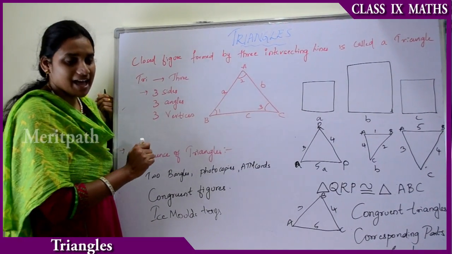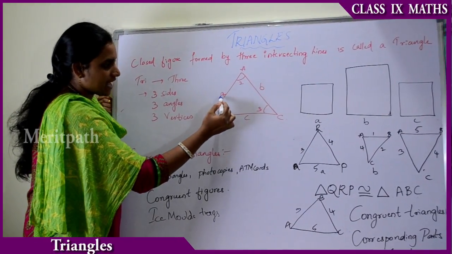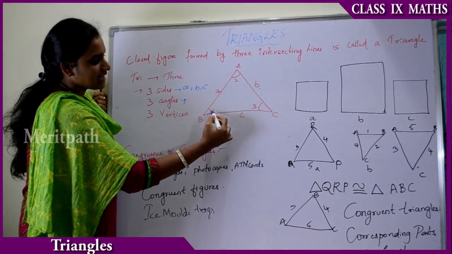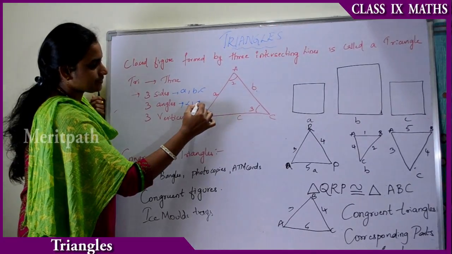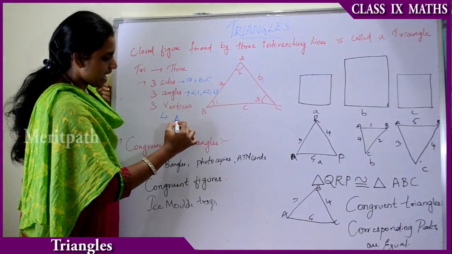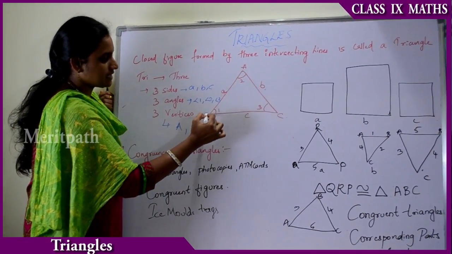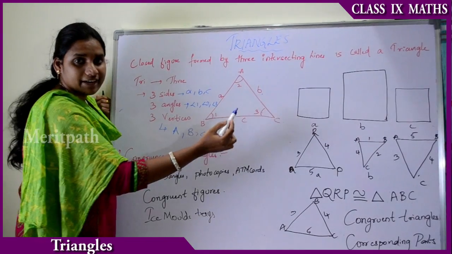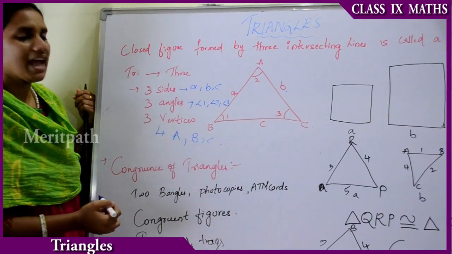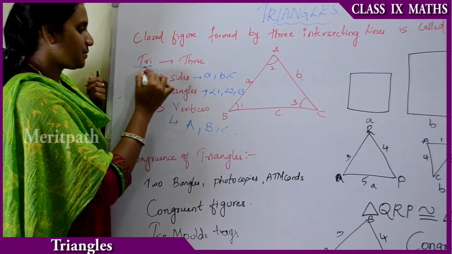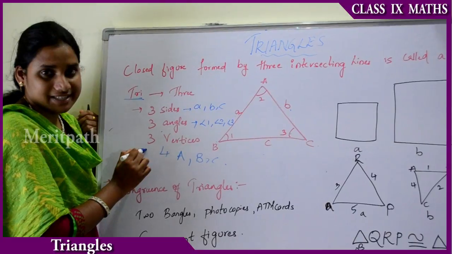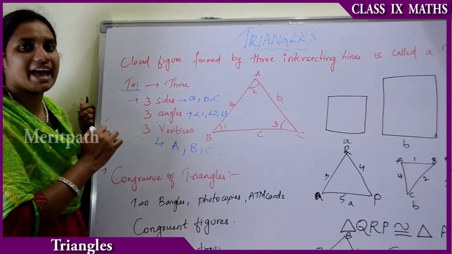And the triangle has three sides, that is AB, BC, CA, and three angles, that is 1, 2, 3. And it has three vertices that are known as A, B, C. These are vertices, and the angle inclined between two rays is known as angle. And these are sides of the triangle, and tri means three. That's why we are writing three sides, three angles and three vertices. Therefore, the name derived is triangle.